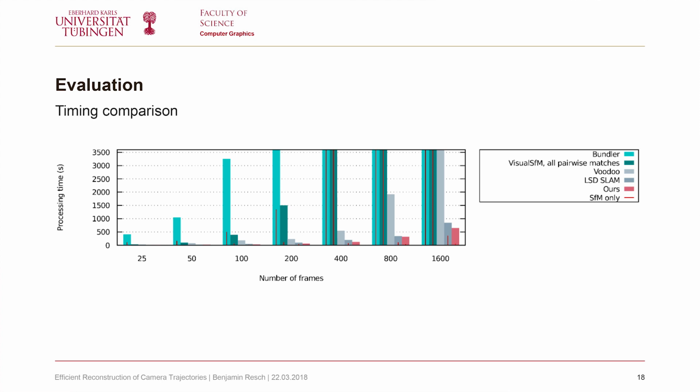And when we really just consider the structure from motion part, so without extracting the features from the image, which can't be accelerated that much, then we're even about 6 times faster. So that's just the little thin red bars, and we're even 6 times faster than this real-time LSD Slam method for reconstruction.